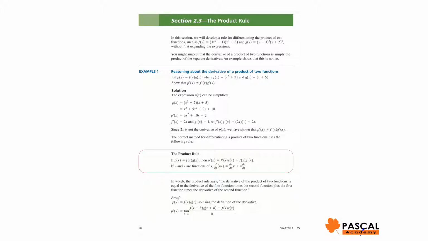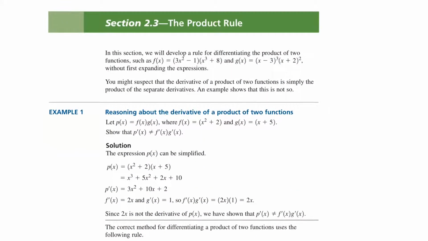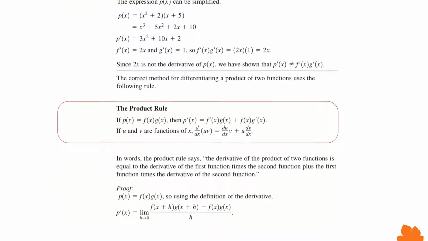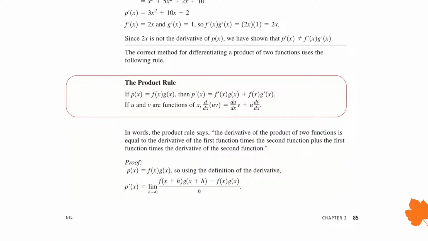Chapter 2, Session 7. In this chapter, we work on Section 2.3 of the textbook, which is the product rule. If P of x equals f of x times g of x, P prime of x is f prime of x g of x plus f of x g prime of x.